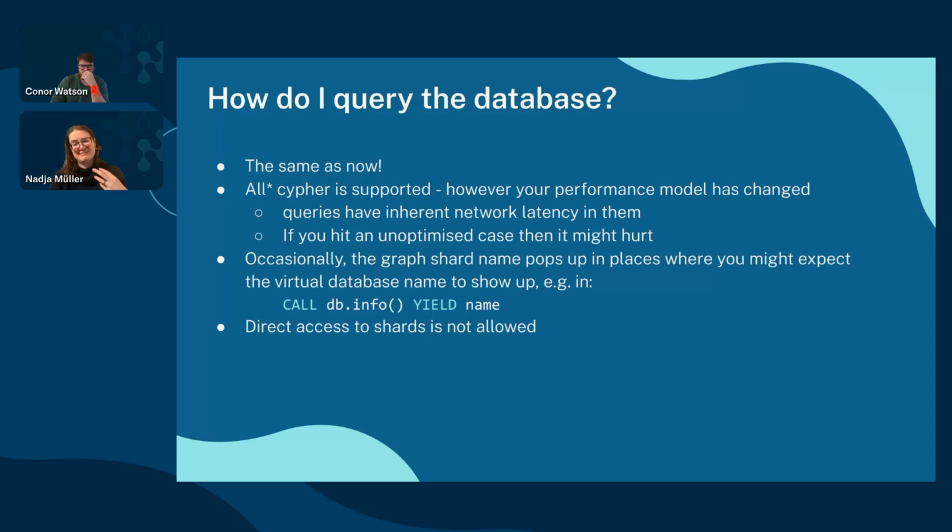It can happen that in some Cypher queries where you would get a graph name, instead of getting the virtual database name, you will now get the graph shard name. An example of this is the procedure db.info. Because this procedure is executed on the graph shard itself, we decided to return a more specific value, and we are returning the graph shard name there because that's where the procedure is going to be executed. And last but not least, you cannot directly access the shards and query the shards. If you want to query your sharded property database, you have to query it over the virtual database name.